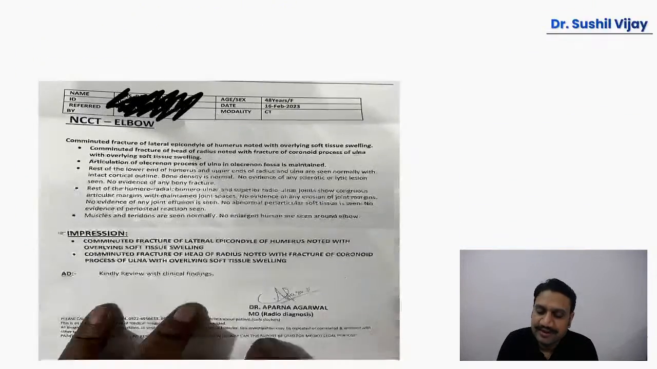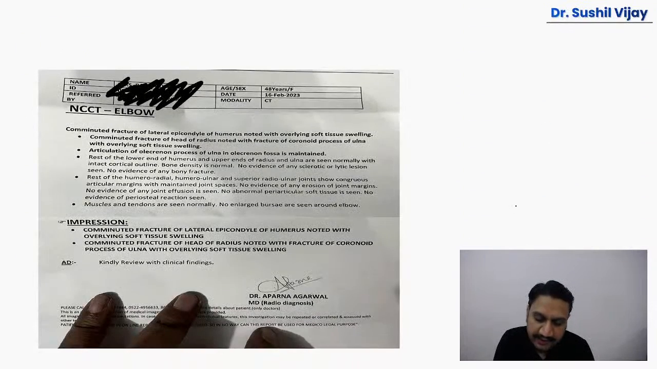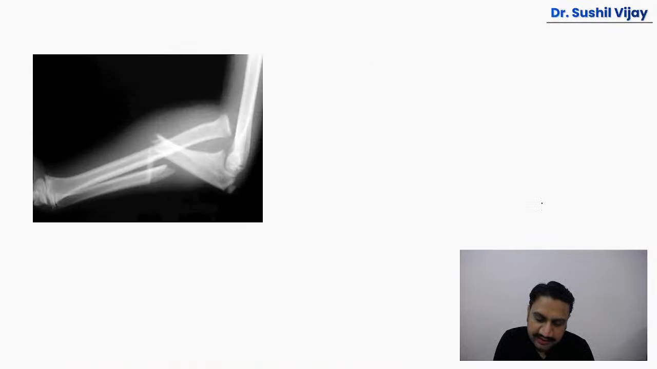So you can very well appreciate this x-ray which I am just showing you. See, there is a chunk of the coronoid here, there is a chunk coming from the radial head here, and elbow is already dislocated. So these are terrible triad of the elbow. Okay, so this was the patient's CT report.